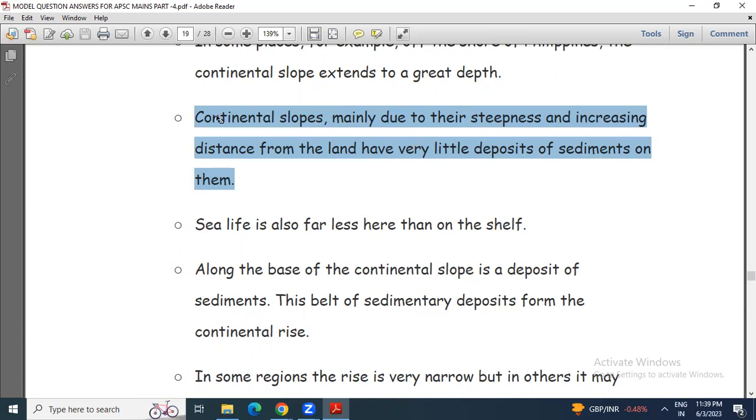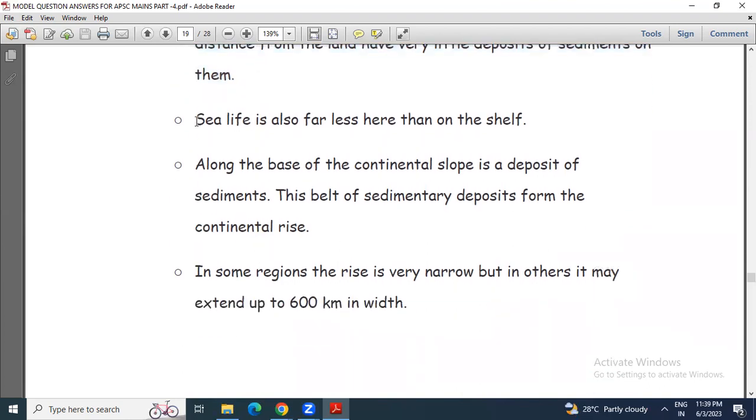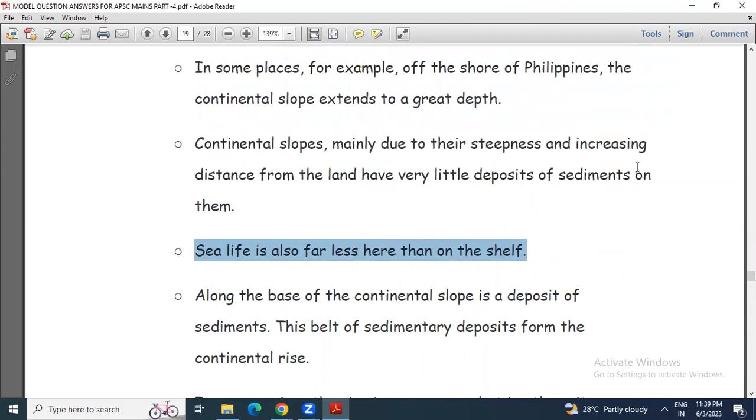Remember, whatever deposit comes, because the slope is steep, it falls down and does not stay, and it is very far from the land and away from the shelf. So it has very little deposits of sediments on it. Sea life is also far less than on the shelf because the depth is increasing.